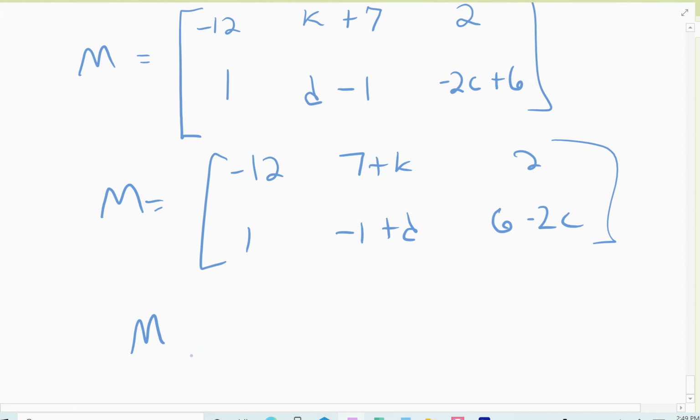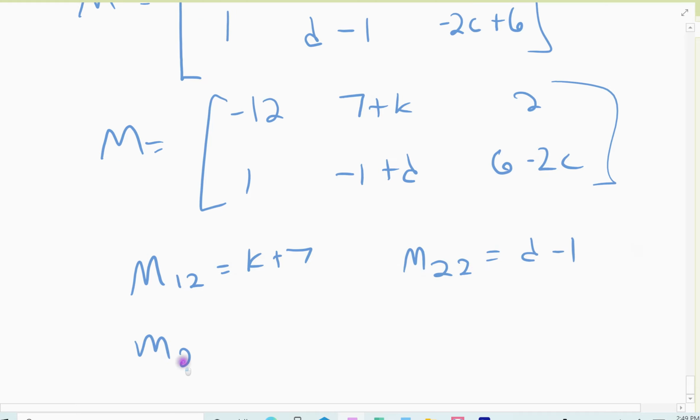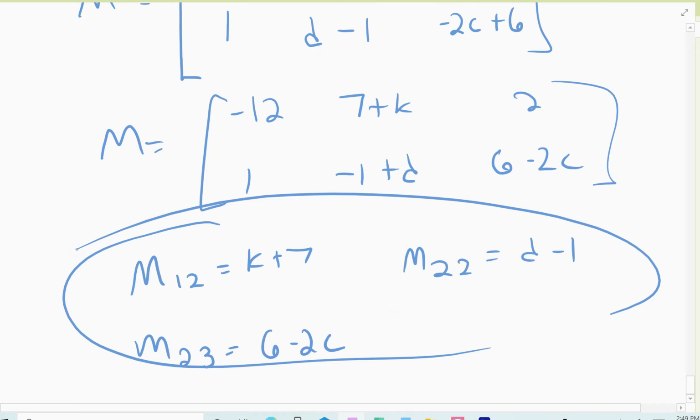So what they'd probably do is they'd probably ask you for one of the ones with the variables in it. So they'd either ask you for M1,2, which would be K plus 7, or M2,2, which would be D minus 1, or M2,3, which would be our 6 minus 2C. Actually, probably one of you would get one of each. Again, if they do multiple types of the same question, somebody would get the first one, somebody would get the second one, somebody would get the third one, right? And then that would be your answer.